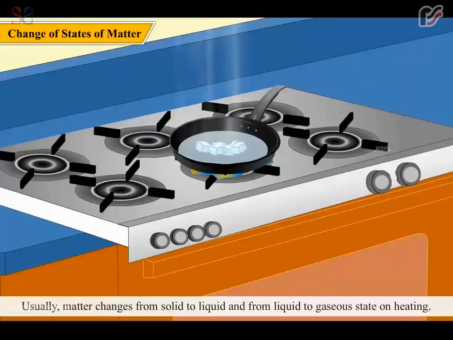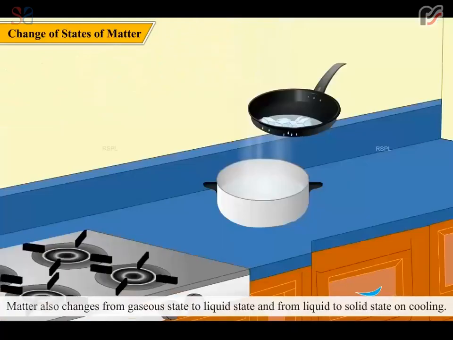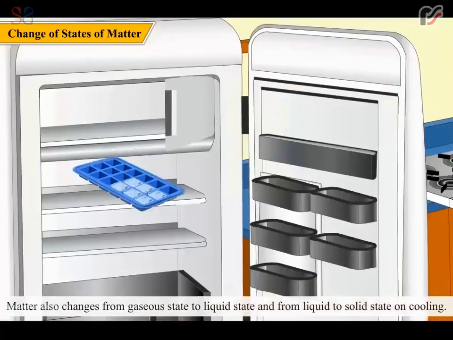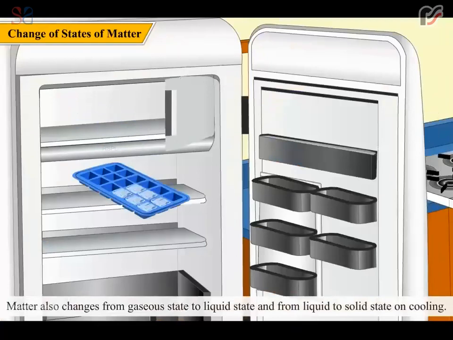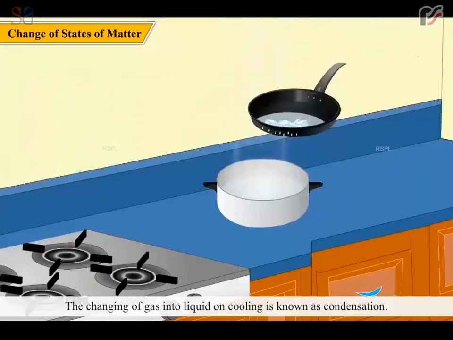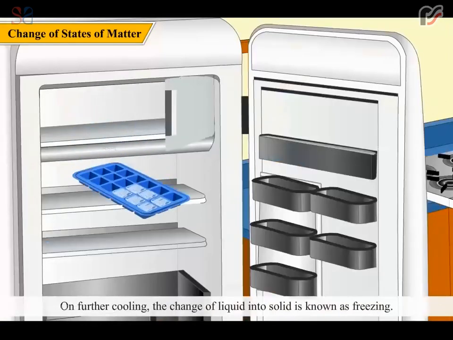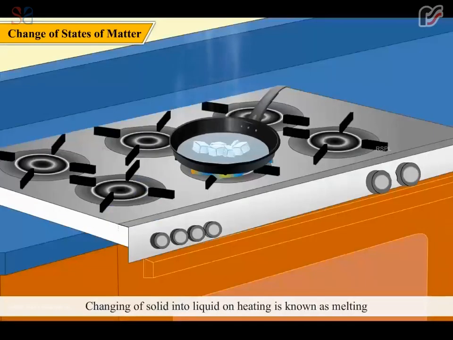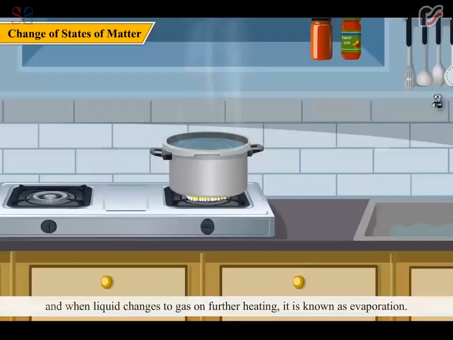Usually, matter changes from solid to liquid and from liquid to gaseous state on heating. Matter also changes from gaseous state to liquid state and from liquid to solid state on cooling. The changing of gas into liquid on cooling is known as condensation. On further cooling, the change of liquid into solid is known as freezing. Changing of solid into liquid on heating is known as melting. And when liquid changes to gas on further heating, it is known as evaporation.